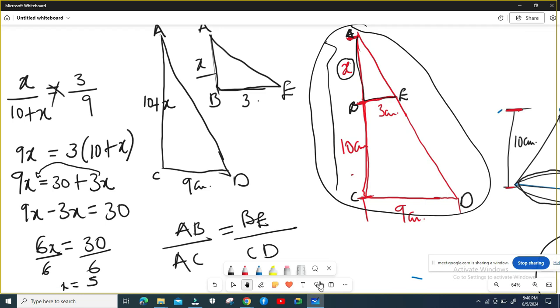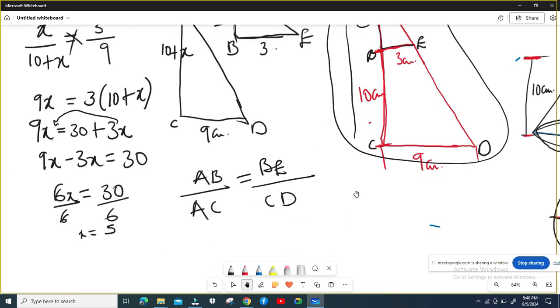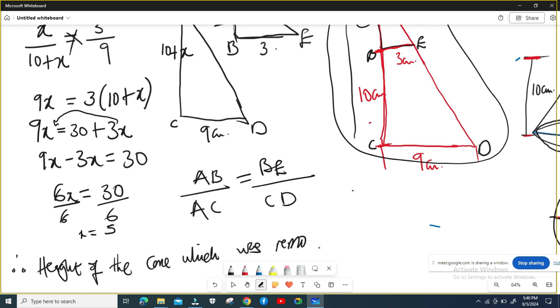So we say therefore the height of the cone which was removed is equal to 5 centimeters. Of course, in the exam there's no need of writing the entire sentence like this. Just say h is equal to 5 centimeters. It's more than enough.